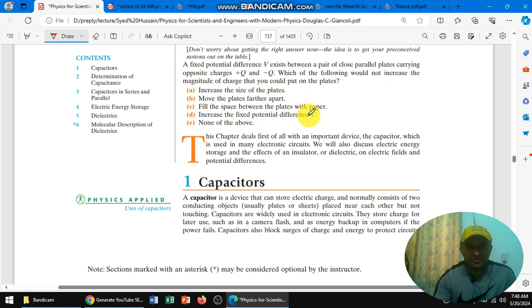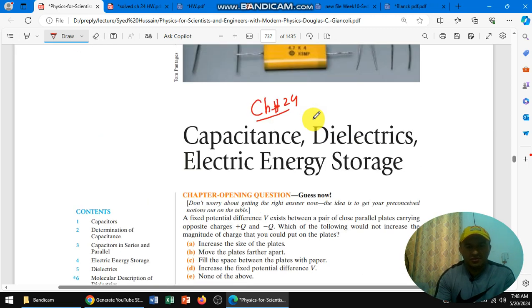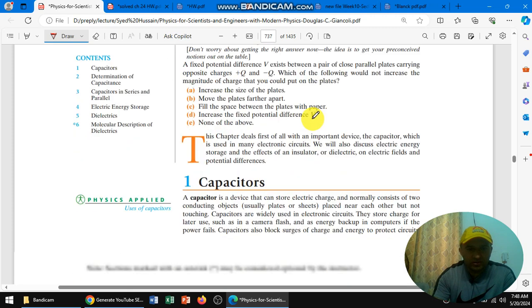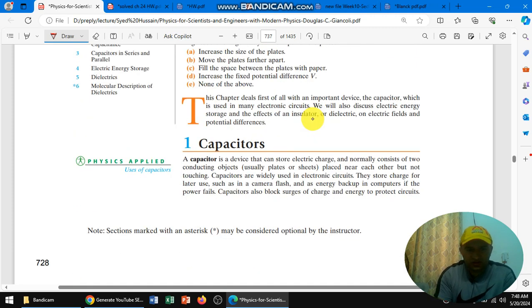Hello dear students, in this lecture I'm going to explain the introduction of capacitors. The reference book is Giancoli, Physics for Scientists and Engineers. Now, chapter number 24. In this lecture we are going to start chapter 24. The first topic is the capacitor, topic number 1. Lecture number 1, chapter 24, capacitors.